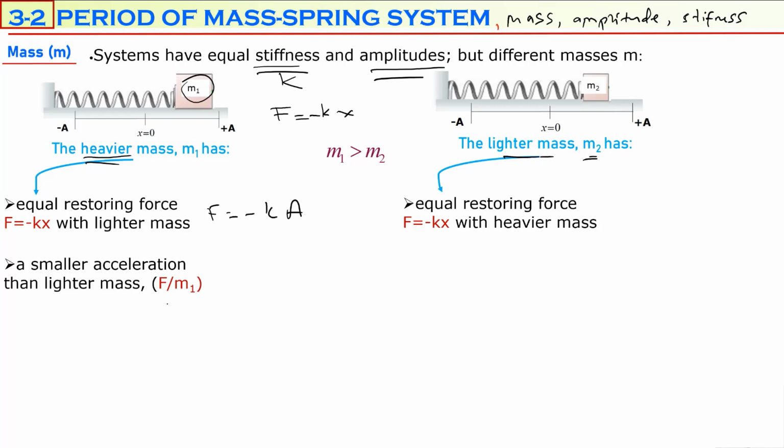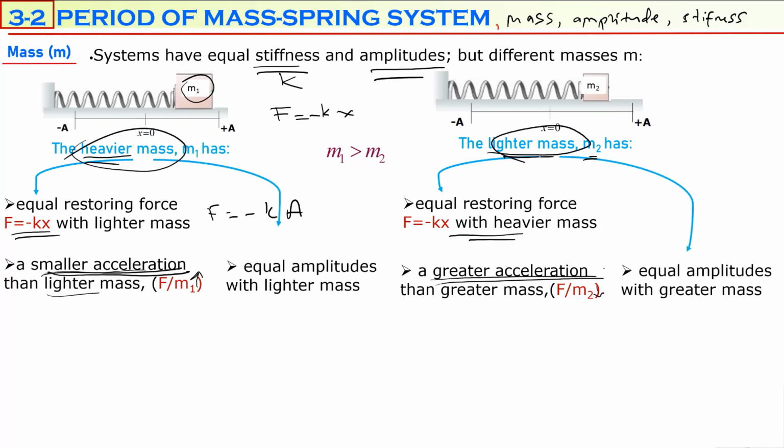So F over m1 is the acceleration of the heavier mass. Because m1 is greater, acceleration will be smaller. So that's why heavier mass will have a smaller acceleration than the lighter one. Because mass of the lighter one, m2, is smaller than m1, acceleration of the lighter mass will be greater. But both will travel equal distances because they have equal amplitudes. Distance traveled by the heavier mass and distance traveled by the lighter mass will be the same.